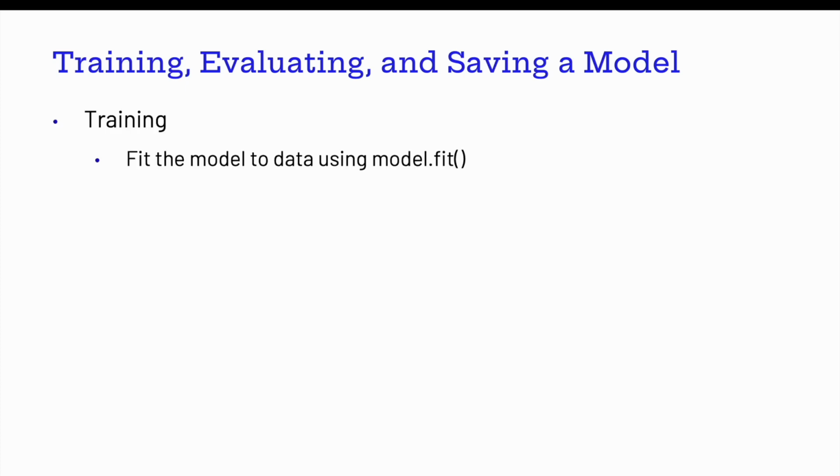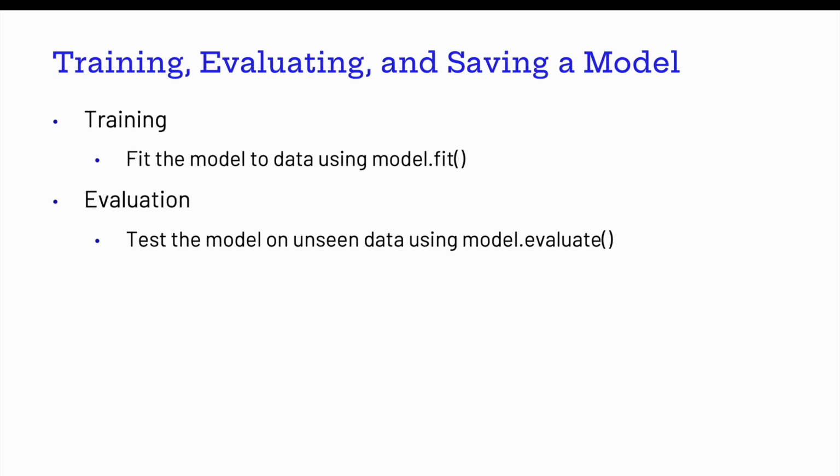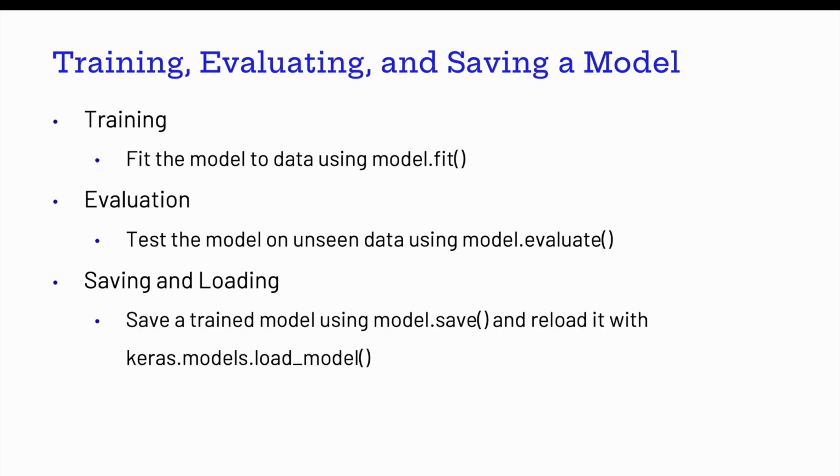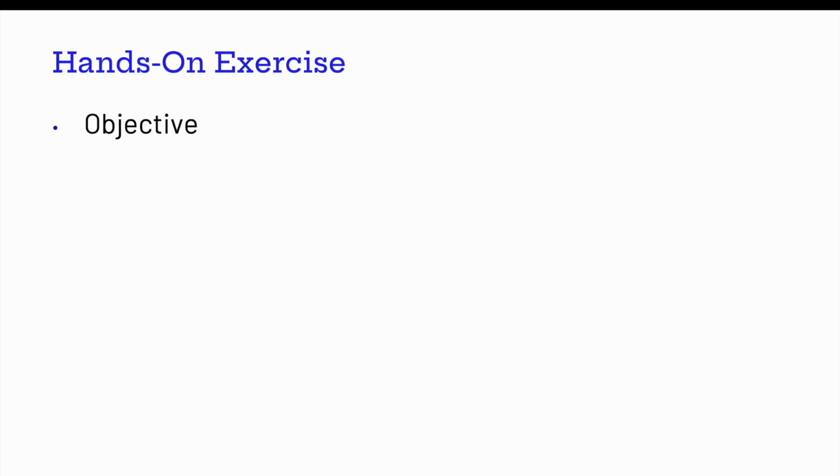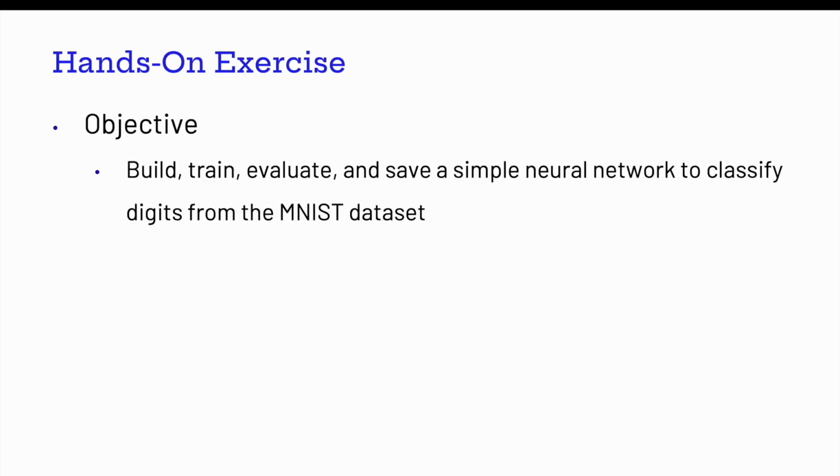Now, for training, you can fit the model to data using model.fit. For evaluation, you can test the model on unseen data using the model.evaluate function. And for saving and loading, you can save a trained model using model.save and reload it with keras.models.load_model. With all this knowledge, let's jump into our hands-on exercise where the objective is to build, train, evaluate, and save a simple neural network to classify digits from the MNIST dataset.